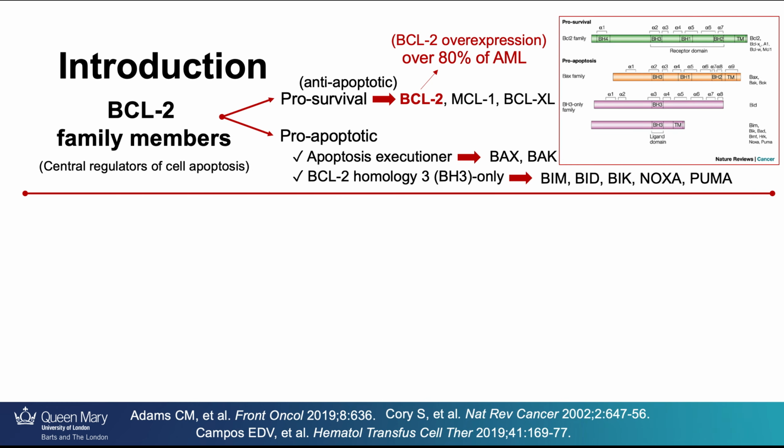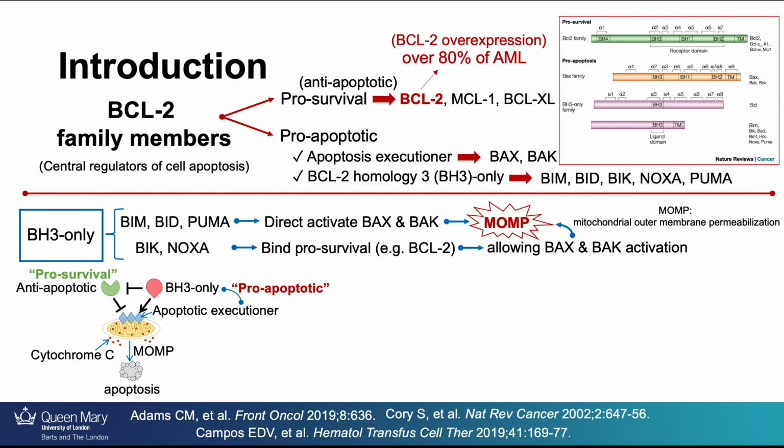One of the highly interesting molecules for AML patients is the BCL-2 family member, which is a central regulator of cellular apoptosis. BCL-2 family members are categorized into pro-survival proteins and pro-apoptotic proteins. For pro-survival proteins, BCL-2 is overexpressed in over 80% of AML patients. And the pro-apoptotic proteins include the apoptotic executioners and BCL-2 homology 3, or BH3, proteins.